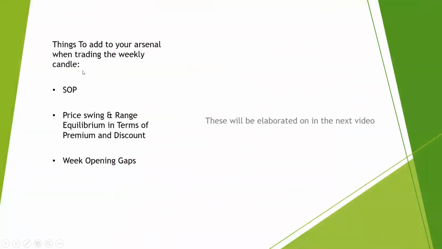Now, some things that you can add to trading, which I will discuss in the next video, will be Sunday opening price, price swings, range equilibrium in terms of premium and discount. I kind of explained that in this one. And then also our weekly opening gaps.